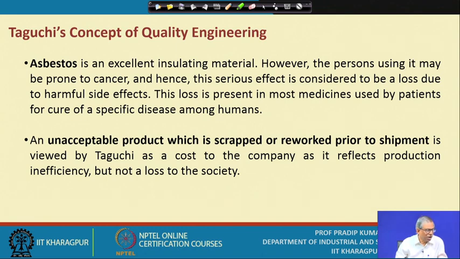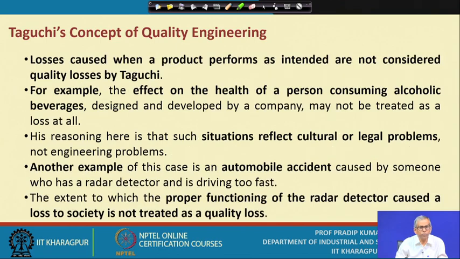That is the goal. And obviously, there could be many internal factors contributing to this production inefficiency, and you should be aware of them. You should be able to identify those factors, and in course of time, you must be able to remove those factors from the system. Losses caused when a product performs as intended are not considered quality losses by Taguchi. So this is an important point to be noted.